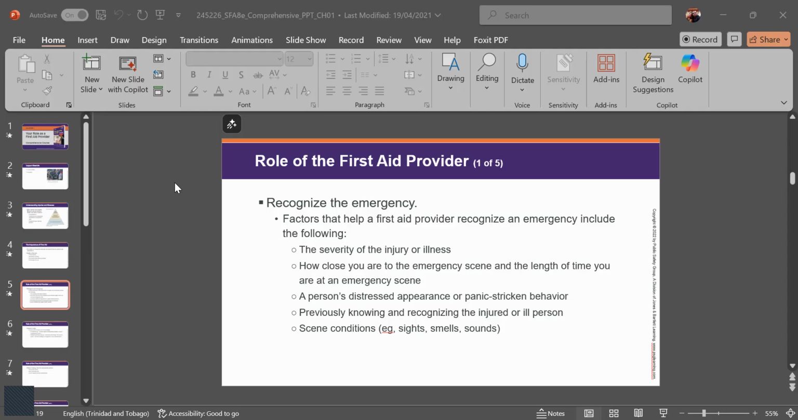All right. How close you are to the emergency scene and the length of time you are at the emergency scene. The longer it takes to get the person stabilized, definitely this person may have a very serious condition taking place.